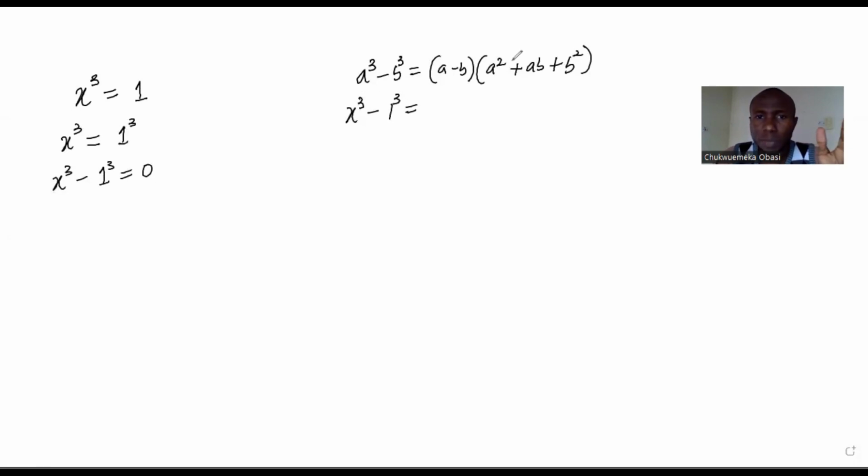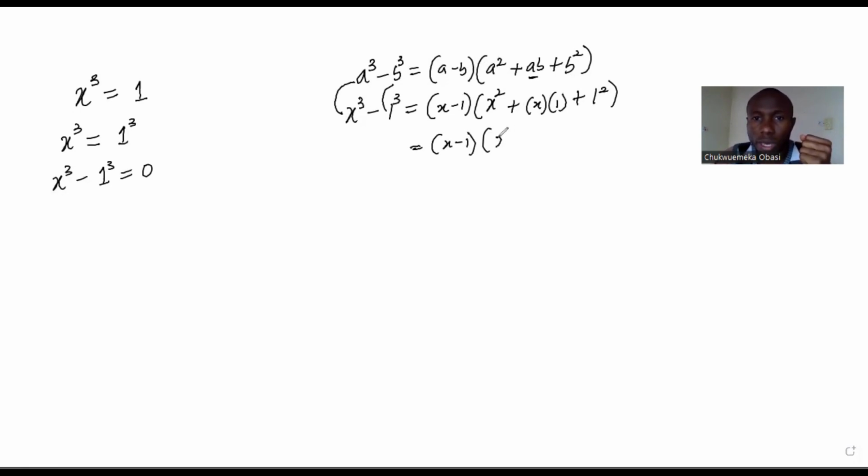So with this expansion for a cubed minus b cubed, we're going to follow it religiously. You see now, a is like your x and b is like the 1. So it's going to be like x minus 1, then x squared, then plus a times b, where a is x and b is 1, you have x times 1. Then plus b squared, 1 squared, right? You see, that's easy, right? So you have x minus 1 into x squared plus, of course, x times 1 is x, then plus 1. 1 squared is still 1.